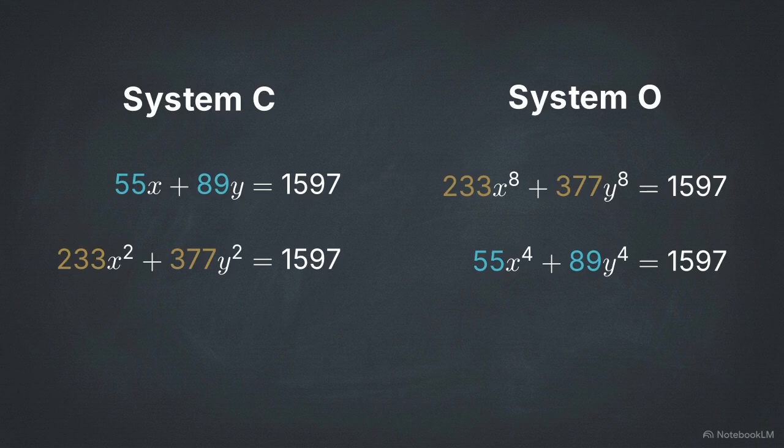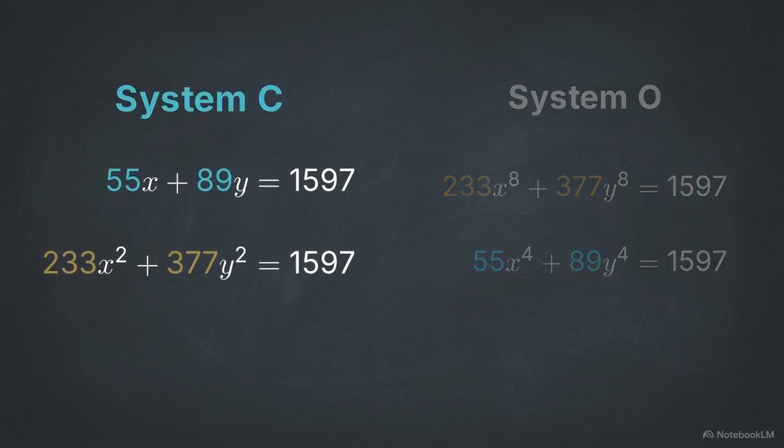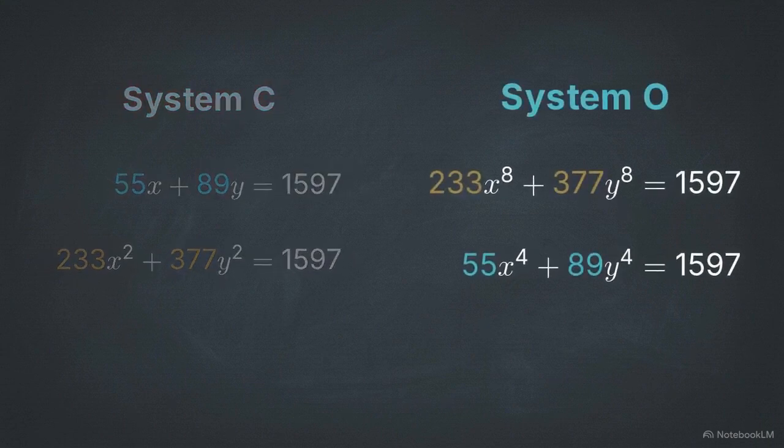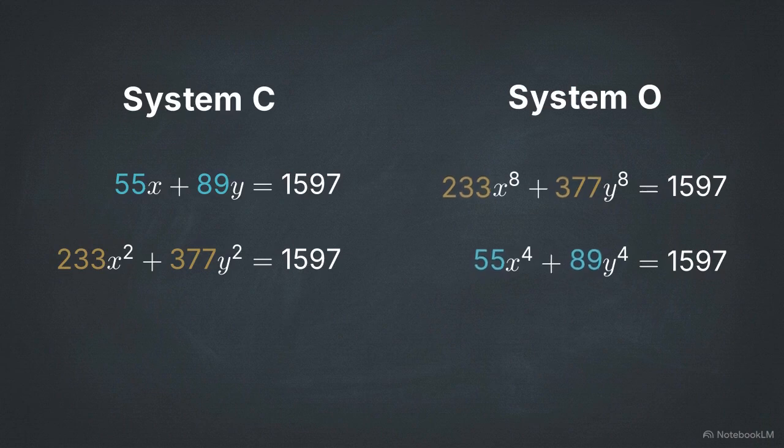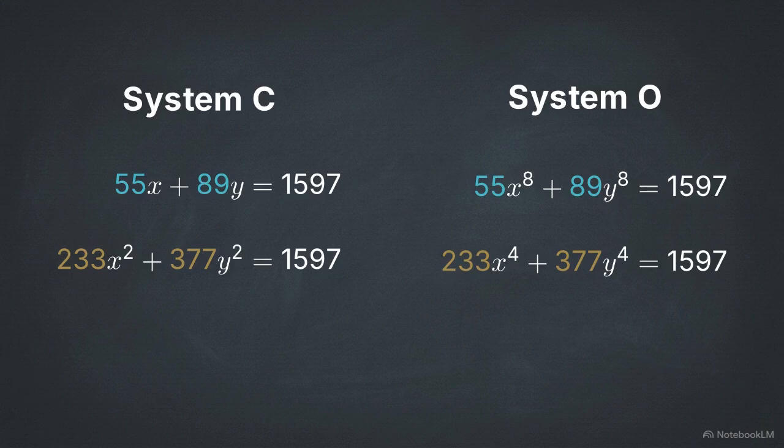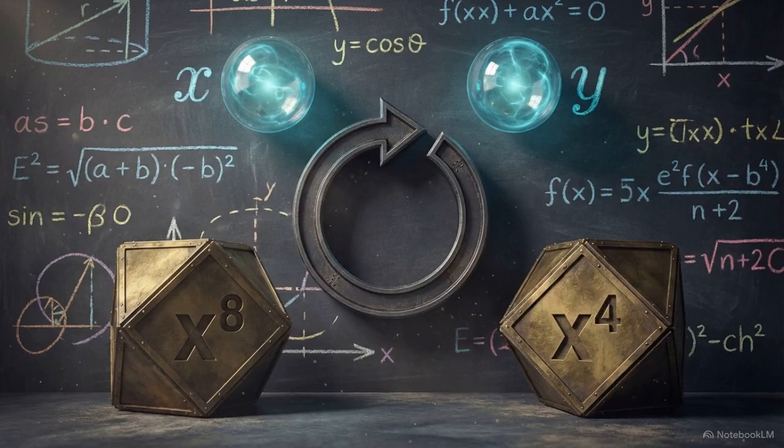Left is system C, a linear quadratic system. Right is system O, an octic quartic system. Both use the same 5 numbers. There is one structural difference. The lighter blue and heavier gold coefficients trade places between linear and octic terms. In mathematics, this specific structural swap of degree assignments is called an algebraic parity inversion.